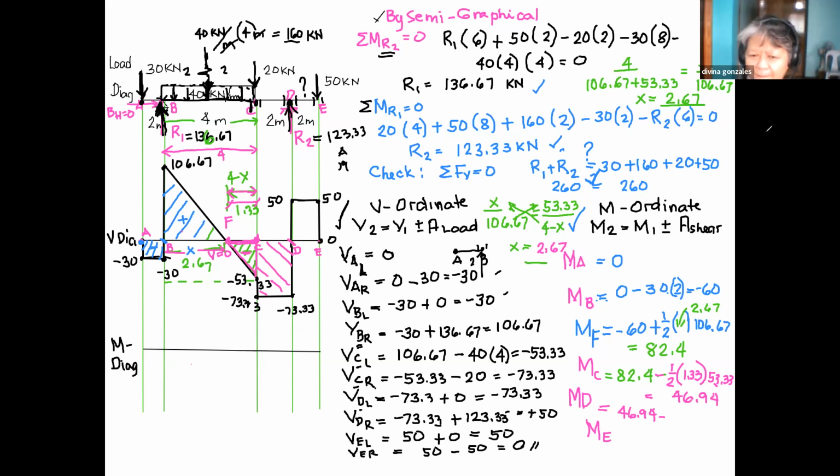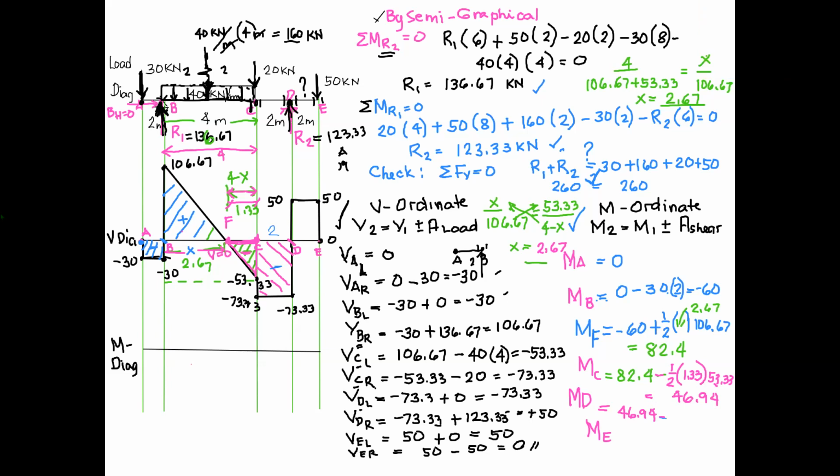Can you give me that area? It's just a rectangle, length times width. The width happens to be 2 meters. What is the depth? I need this area. It's a negative area. That's why I use subtraction. What is that area? 2 times negative 73.33.